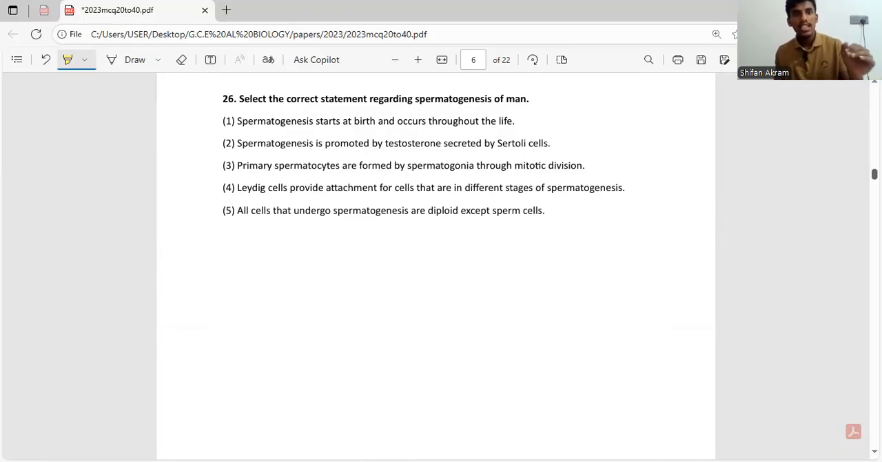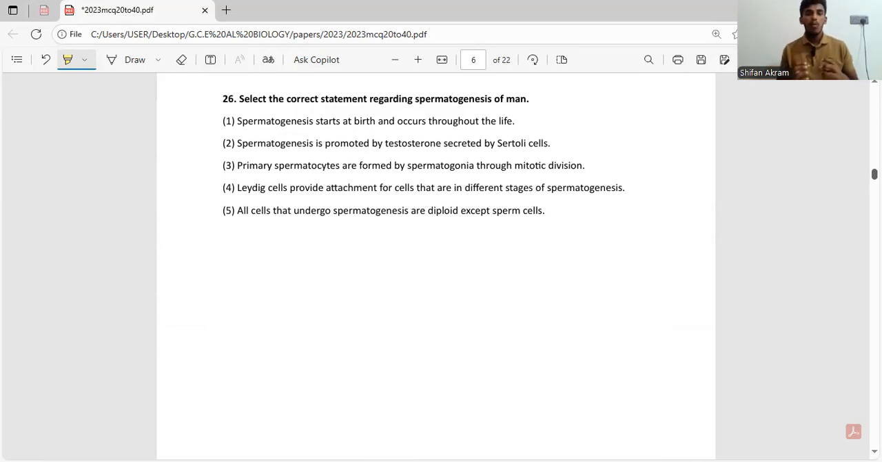Then the second statement: spermatogenesis is promoted by testosterone, secreted by Sertoli cells. Okay, here is the problem. Testosterone is not secreted by the Sertoli cells. Testosterone is secreted by the Leydig cells. We know in the seminiferous tubules we have two important kinds of cells, the Sertoli cells and the Leydig cells, and Leydig cells are the ones that release testosterone, right?